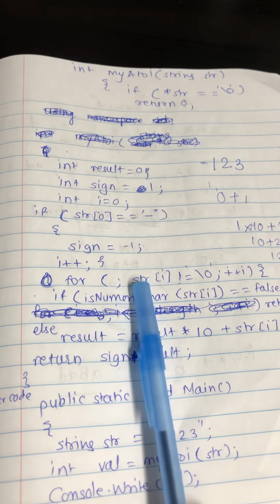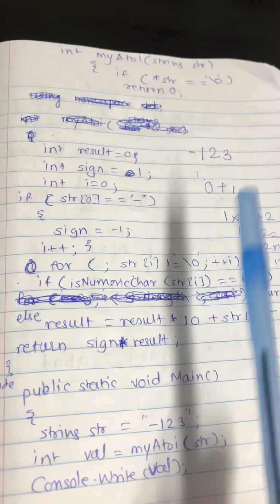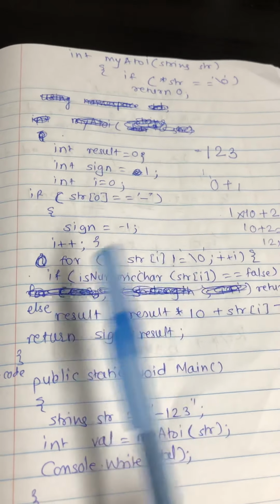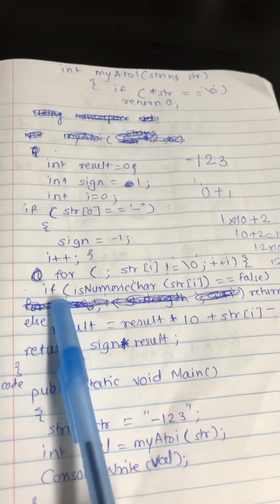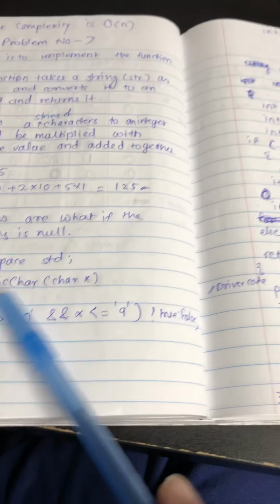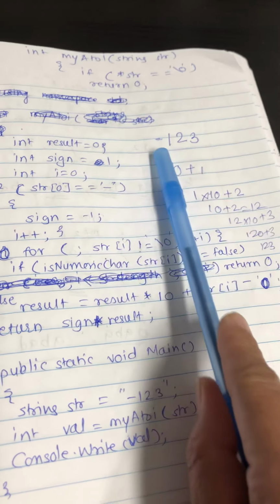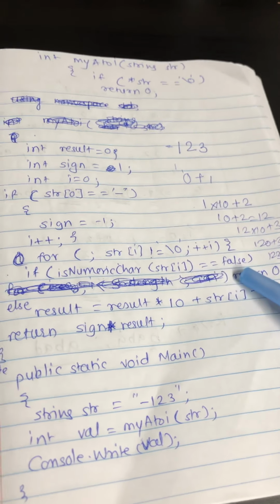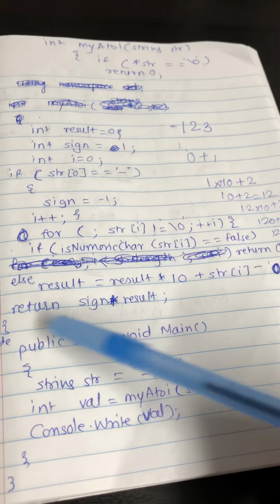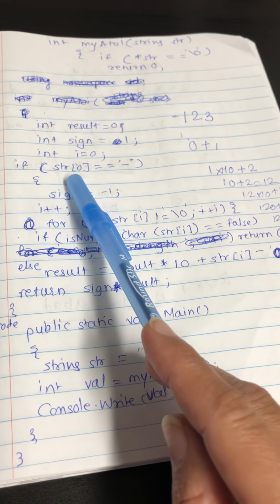So we will be checking string of 1, string of 2, string of 3, like 1, 2, 3, these characters in each iteration of this loop. For each character we'll first check if it is a numeric character. We are calling this boolean function which returns true if it is a numeric character, or false. If it is false, we will return 0.